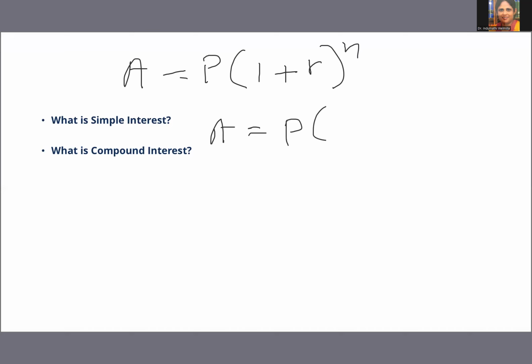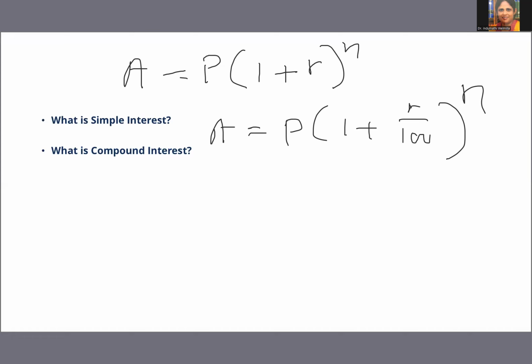P times 1 plus R divided by 100, or percentage, and N, this is the time period. This is the amount when the interest is compounded annually. So if you want to know the total, here A means the total amount. Shall we do one example?